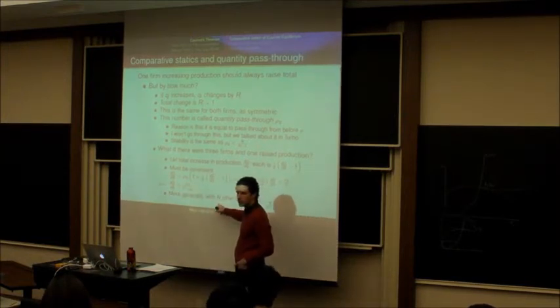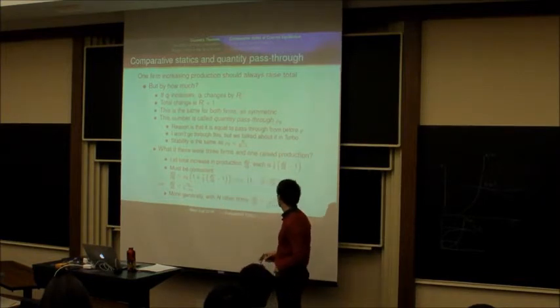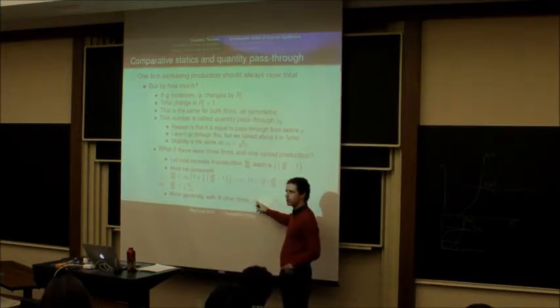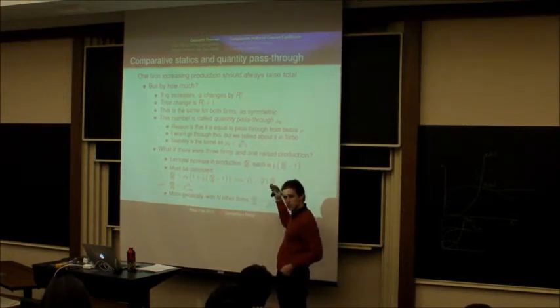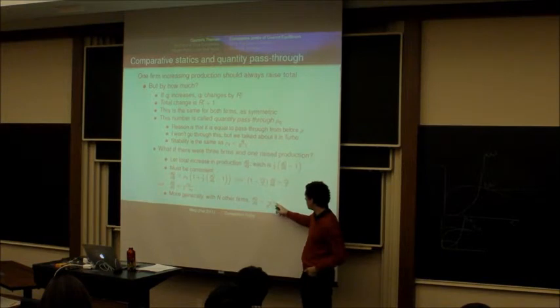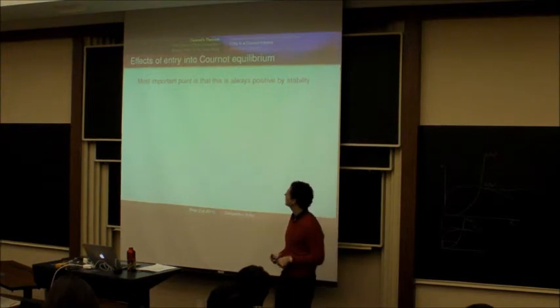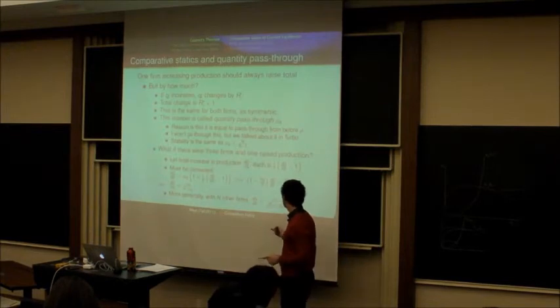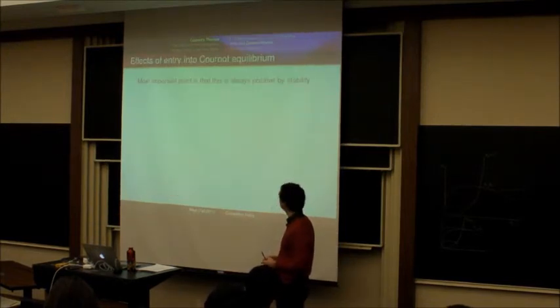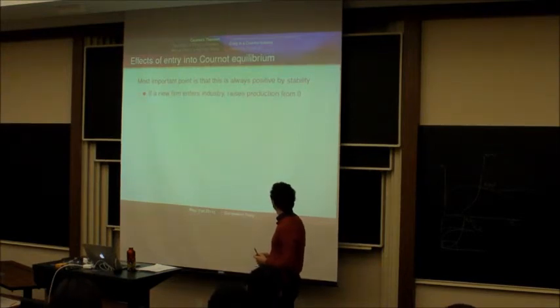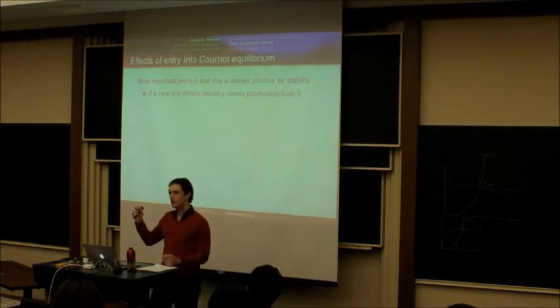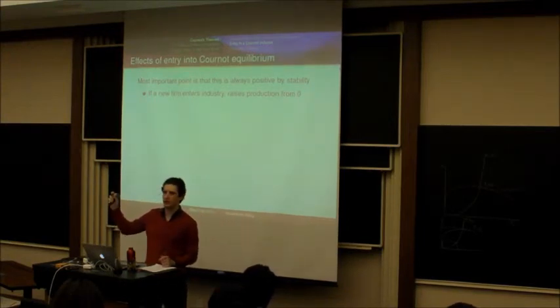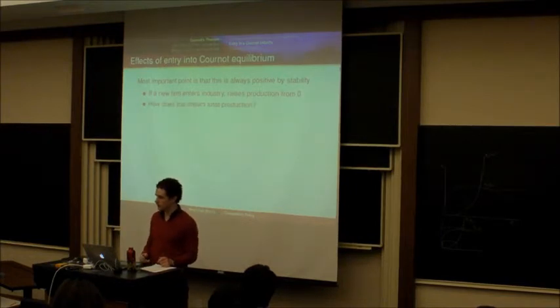More generally, we can use the same logic to show that when there are n firms, the amount that the total industry production increases when some firm who's outside the industry comes in and produces something is the quantity pass-through rate over n minus 1 minus the quantity pass-through rate. So the most important point is that this thing is always going to be positive whenever the stability condition is satisfied. And that means that if a new firm enters the industry, it will always raise its production, because initially the firm isn't in the industry. It's now entering the industry, raising its production from 0.